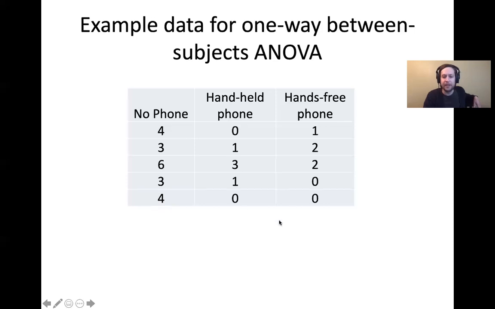And these numbers down here represent a driving score. So you take like an obstacle course or some type of driving test. And we want to see how the driving score is influenced by whether there's no distraction at all, whether you have a handheld phone that you're talking on or a hands-free phone that you're talking on. How does performance change among these 3 conditions? You couldn't use a t-test to compare the means here because the t-test can only compare 2 conditions at a time. And there's 3 conditions here. So you need ANOVA.